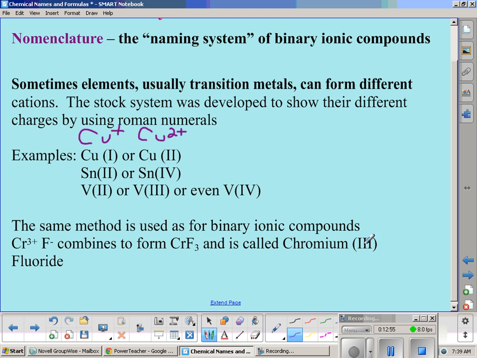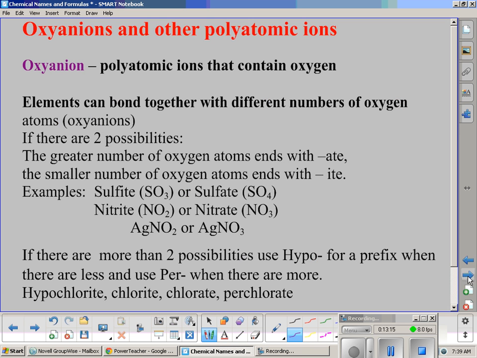So I have to say chromium(III) fluoride, so I know that the charge on the chromium is a positive 3. Then I know that fluorine has a known charge because of what group it's in, and I can switch it back to the formula. So those Roman numerals can be pretty important.